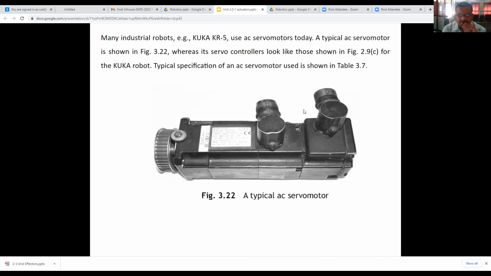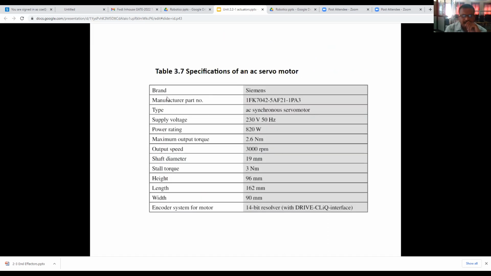Typical specification of an AC servo motor is shown in table 3.7. Therefore, this is AC servo motor. We are going to see the video. Now, I will read the specifications, then we will see the video.